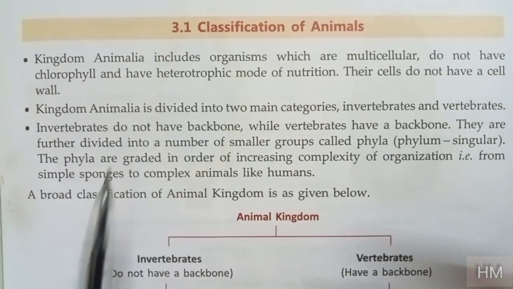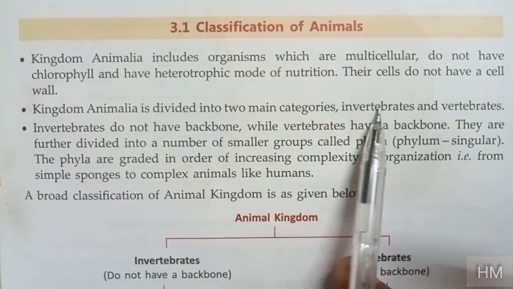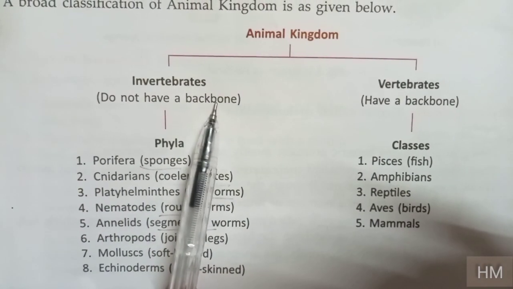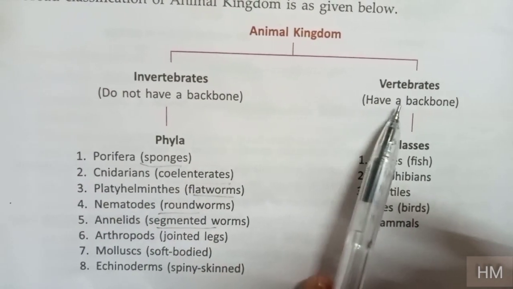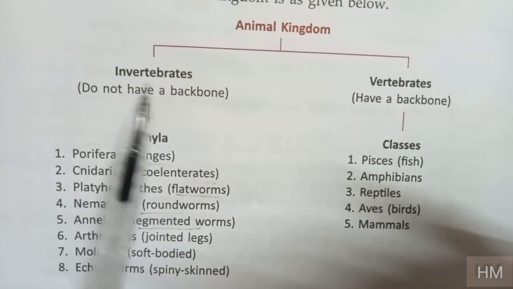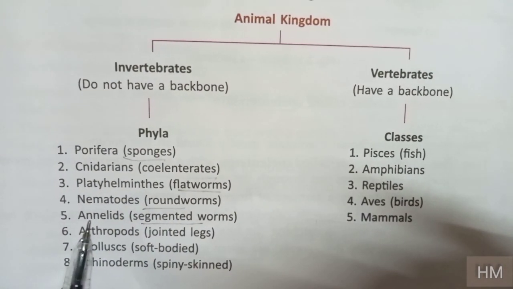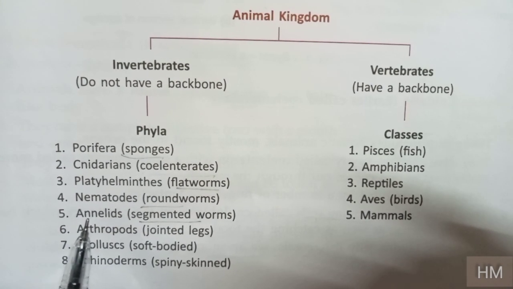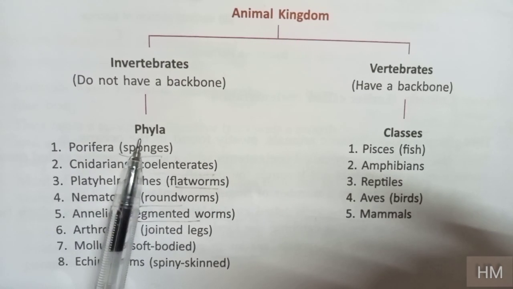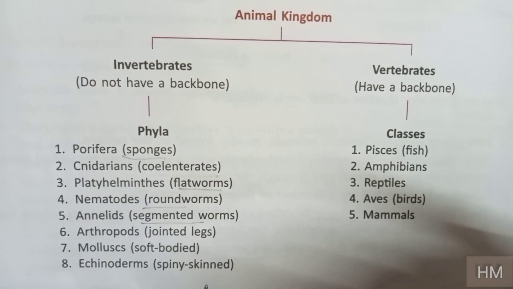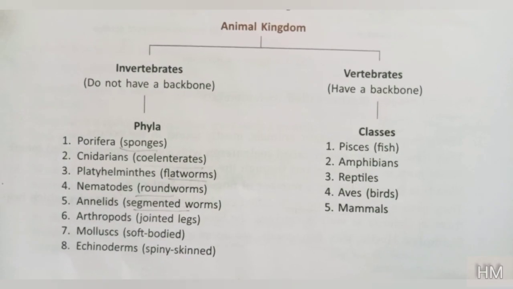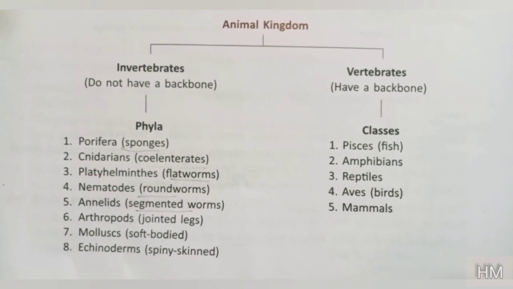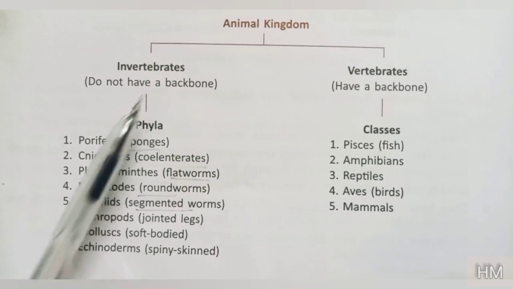Kingdom Animalia is further classified into two groups, that is invertebrates and vertebrates. Invertebrates are those organisms which do not have the backbone, whereas vertebrates are organisms which have the backbone. Vertebrates and invertebrates are further divided into smaller groups called phyla, whereas phylum is singular. The phyla are graded in order of increasing complexity of organization, that is, from simple sponges to complex animals like human. So today in this video we will be learning about invertebrates.